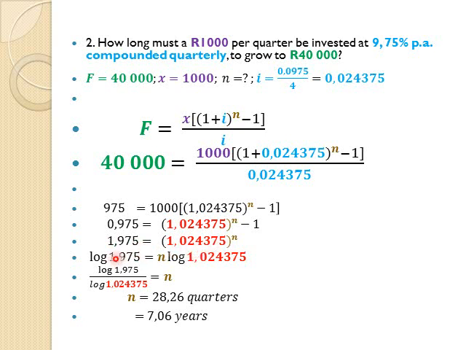And I'm left with 1.024375 to the power n. Introduce log on both sides because we can't make the bases the same. So log 1.975 equals n log 1.024375, so n equals log 1.975 divided by log 1.024375. n gives me 28.26 quarters. Divided by 4, it will take 7.06 years for my money to grow to 40,000.